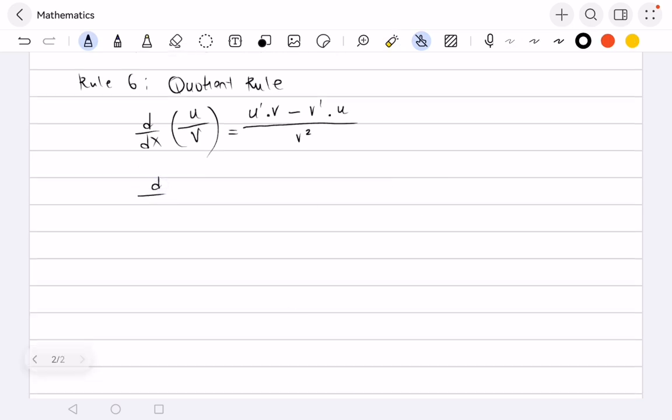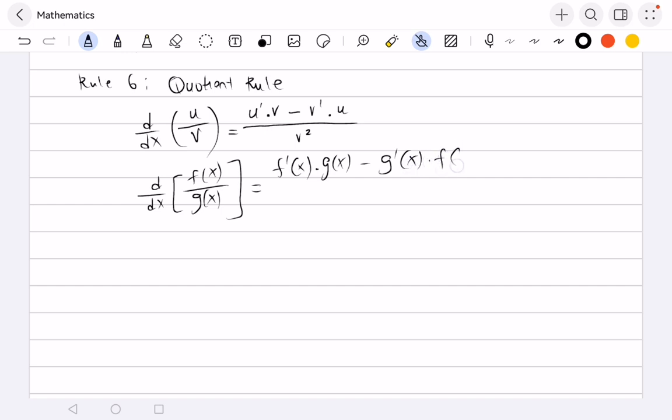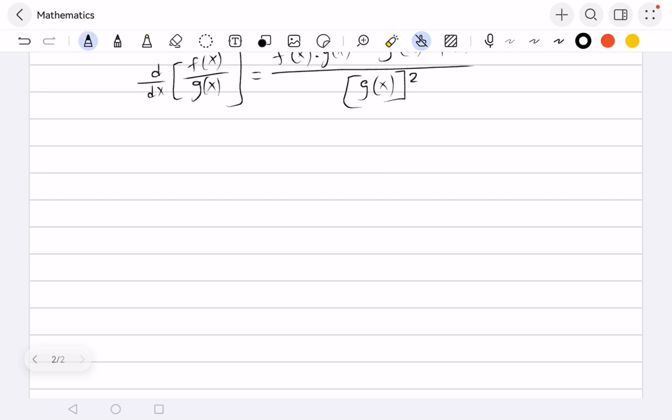Now if you can write it again, we can write it like this. If you have two functions, f of x over g of x, right, this is equal to the derivative of f multiplied by g minus the derivative of g of x multiplied by f of x, all over g of x all squared. Always the denominator gets squared, right? So we're gonna do a quick example.